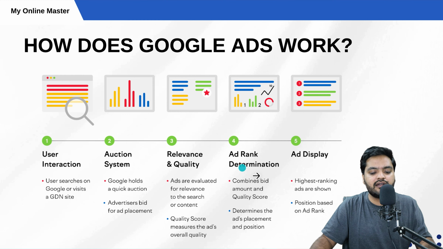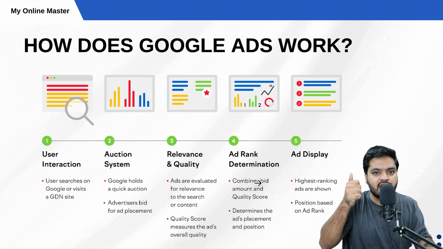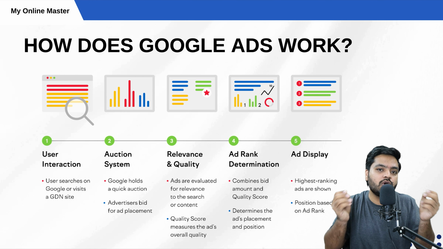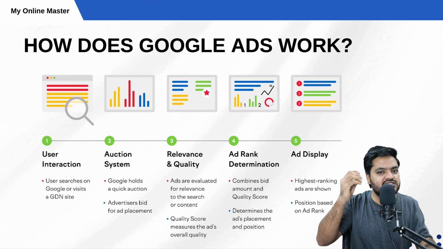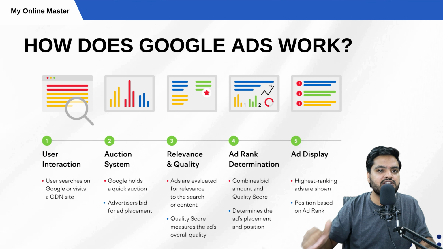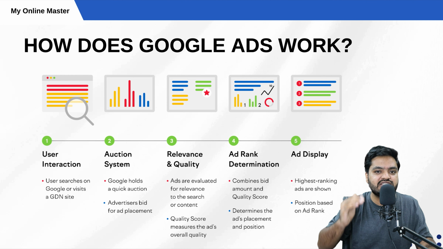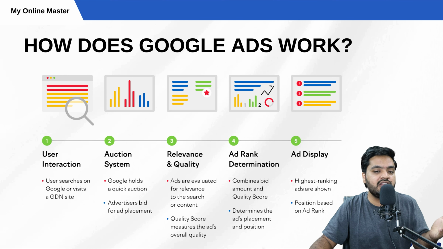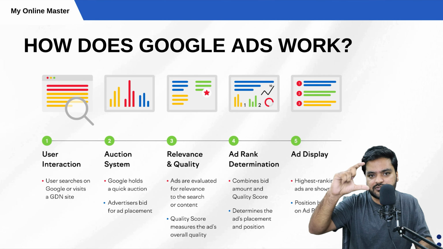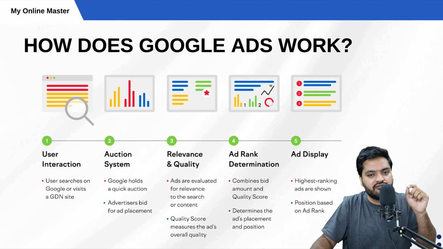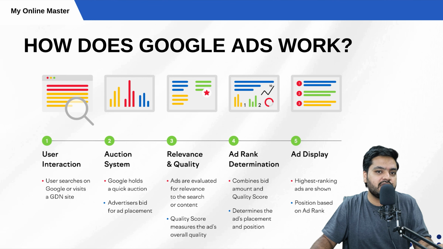The number 4 is ad rank determination. Based on these 3 things, that is quality score and your bidding, your advertisement gets a score, let's say 0 to 100 for example, and whoever has the highest score will get the highest position. If your score is highest among all the competitors, you will get the higher position, and if your score is lowest, you will get the lower position, or it is possible that your ad may not be triggered for that particular keyword, because positions are limited, and if players are more than the number of positions available, then with the lowest score, your ad campaign may not be triggered.